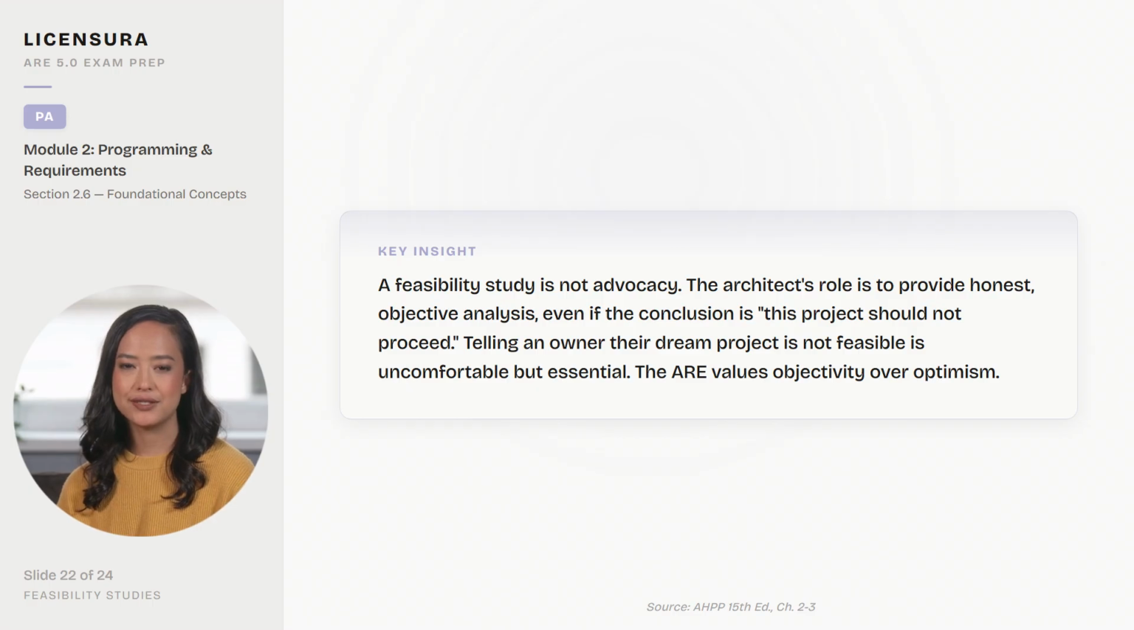Here's the key insight. A feasibility study is not advocacy. The architect's role is to provide honest, objective analysis, even if the conclusion is, this project should not proceed. Telling an owner their dream project is not feasible is uncomfortable, but essential. The ARE values objectivity over optimism.